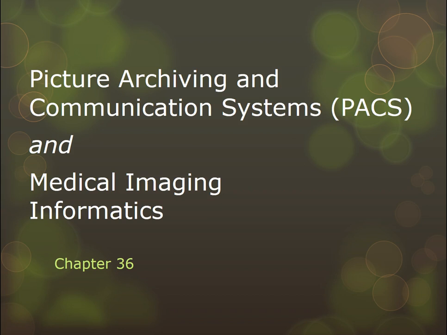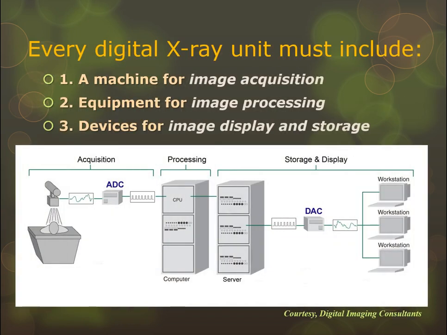Let's start with your digital X-ray machine. It's going to have three components. It has the acquisition part. You have the tube and the image receptor, and that's going to create an analog image. And then it's going to have to go through the ADC, or analog to digital converter, that's going to convert that analog image into a digital file that can be processed by the computer at the plate reader, or in a DR system there'll be a processor to take in that image. It'll have a server to store it.